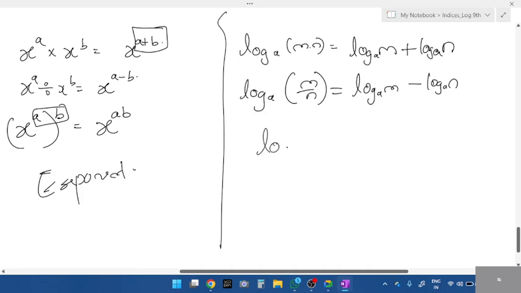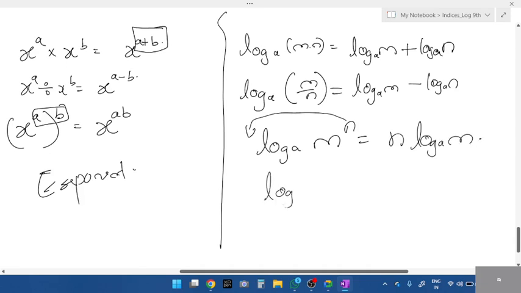Next. When we have more than one power, m to the power of n is given. So whatever, when power is given here, this power you are supposed to write before log. This is the answer. N into log a of m. For example, log a 5 square. What is 5 square?